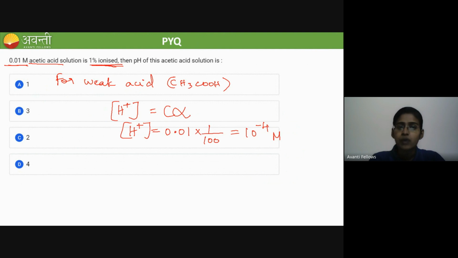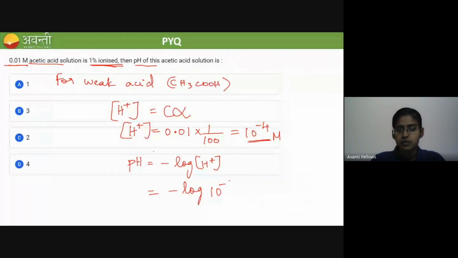Now I have to find out the pH of this acetic acid. What is the formula for pH? pH is equal to minus log of H plus ion concentration, right? So substitute minus log of, what is the concentration of H plus? 10 power minus 4. So the pH will be equal to 4. The pH is equal to 4.